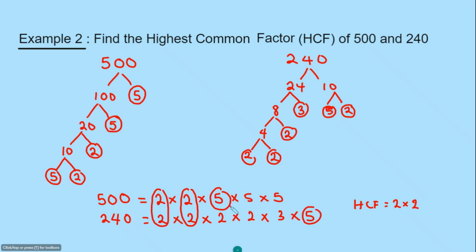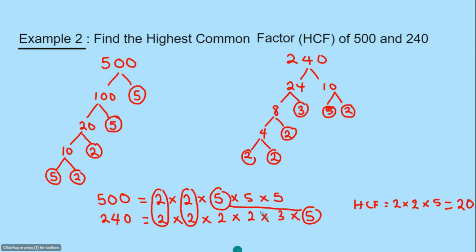Let me connect it with a straight line. You can see that. Is there any other number common to the top and the bottom? There is no other number, so I have 2 times 2 times 5. Now if I multiply this, I'm going to have my highest common factor. So 2 times 2 is 4, 4 times 5 is 20. So my highest common factor is 20.